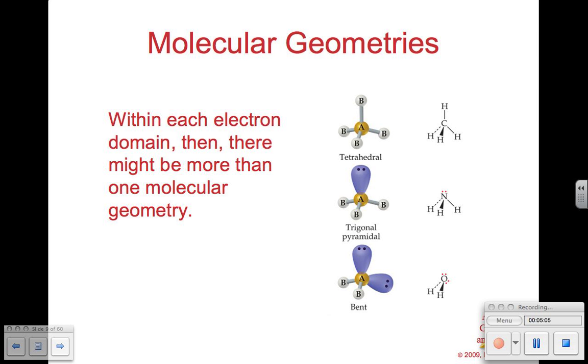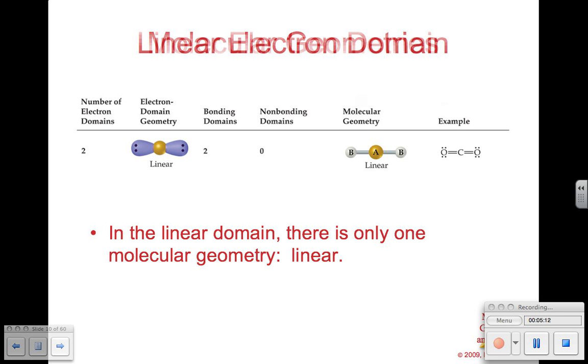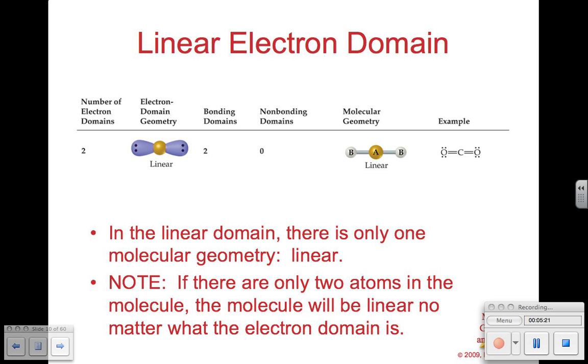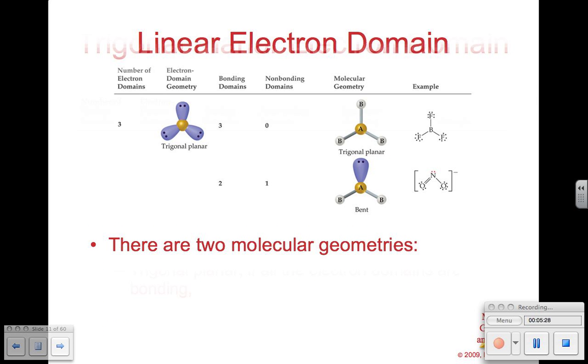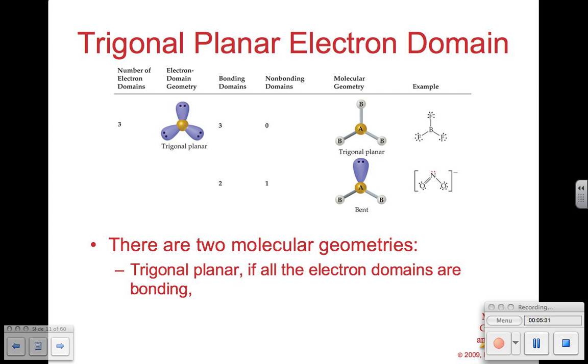And if two domains are shared, or bonding pairs, and two are non-bonding pairs, then the shape is going to be bent. For linear, it really just comes down to it being linear. There's no other way to do that one. If there are only two atoms in a molecule, then of course the shape will be linear. That's the only option. Now, if you have a trigonal planar domain geometry, there are two options available. You can have trigonal planar if all of them are bonding pairs, and if one is an unshared pair, then you're going to have a bent shape.